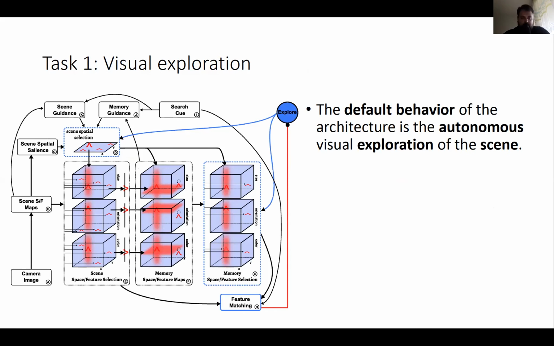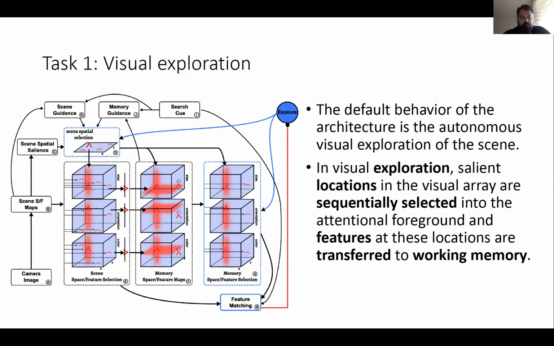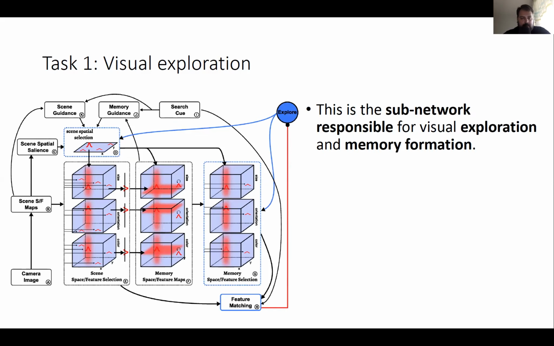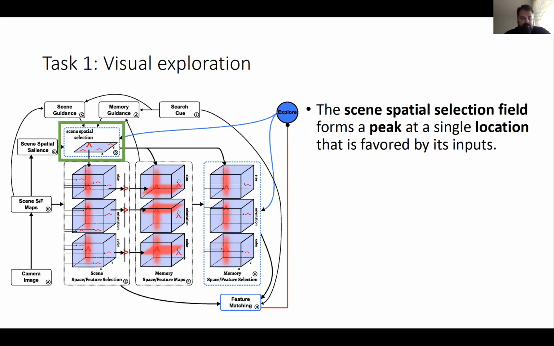Task 1 is the visual exploration. This is the default behavior of the model. In this mode, salient locations in the visual array are sequentially selected, brought into the attentional foreground, and the features are then committed to working memory. This is a subnetwork responsible for the exploration and memory formation. It becomes active when the explore task node boosts the scene space selection field and the memory space feature selection fields, enabling them to generate peaks.